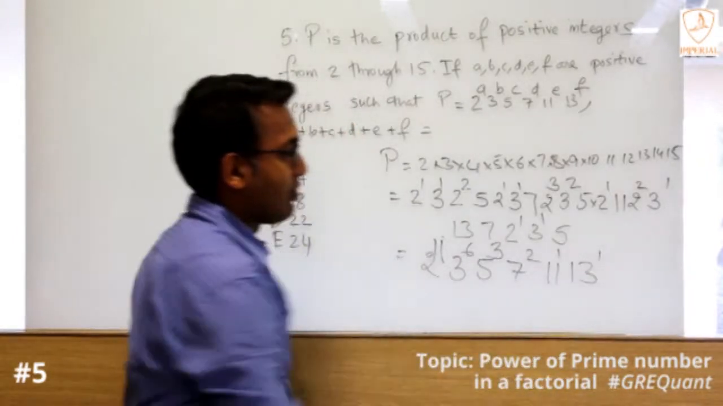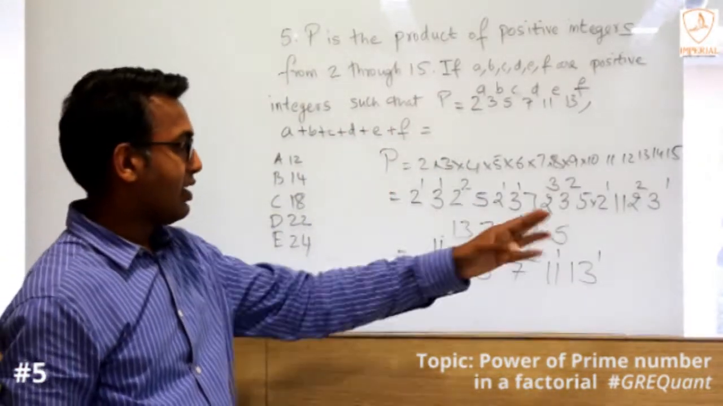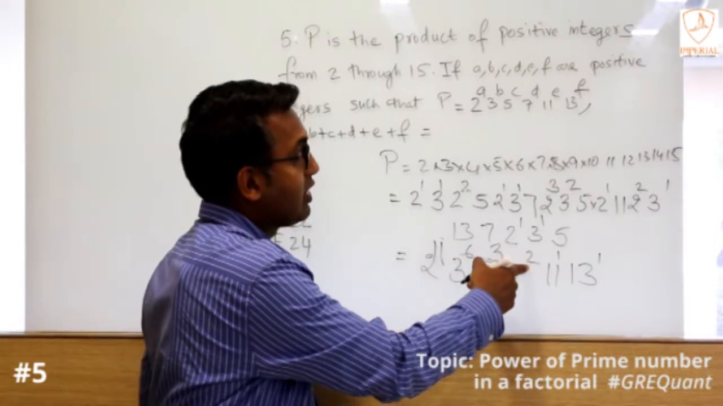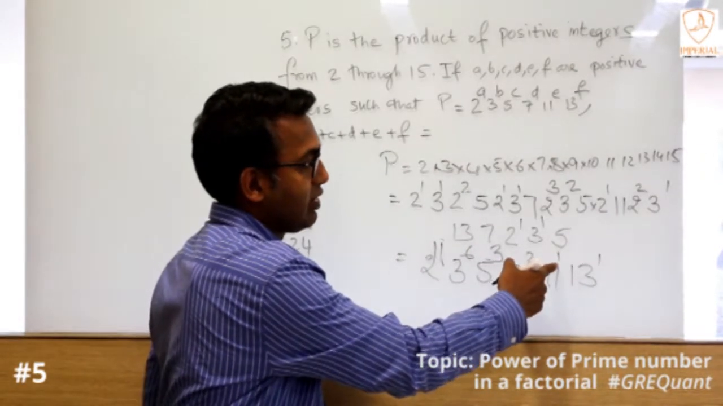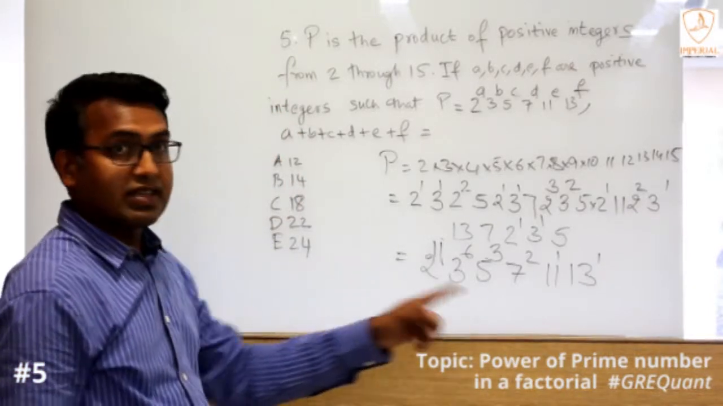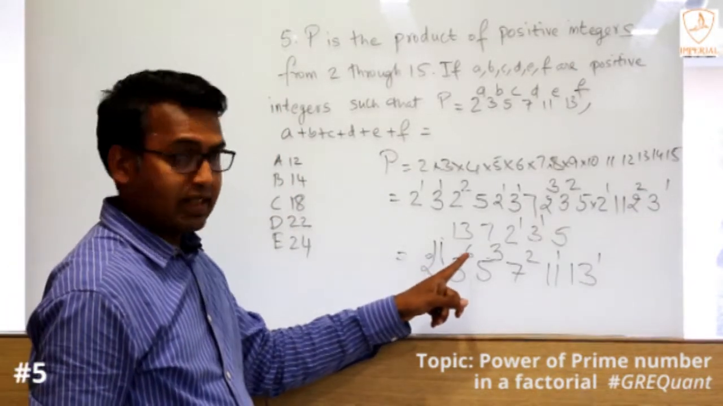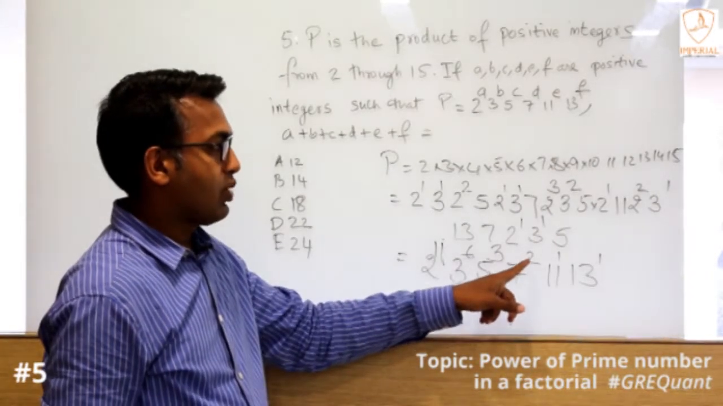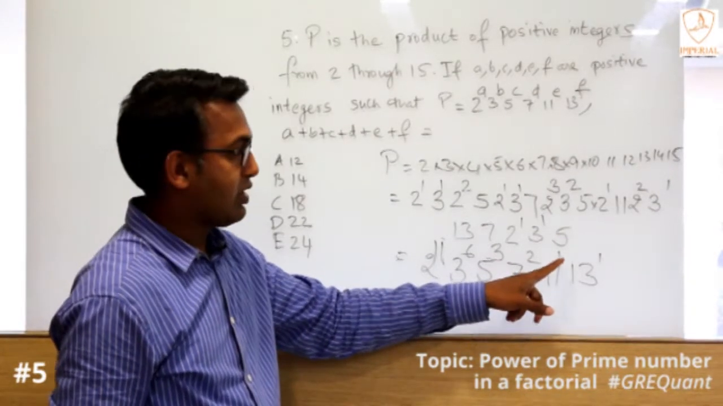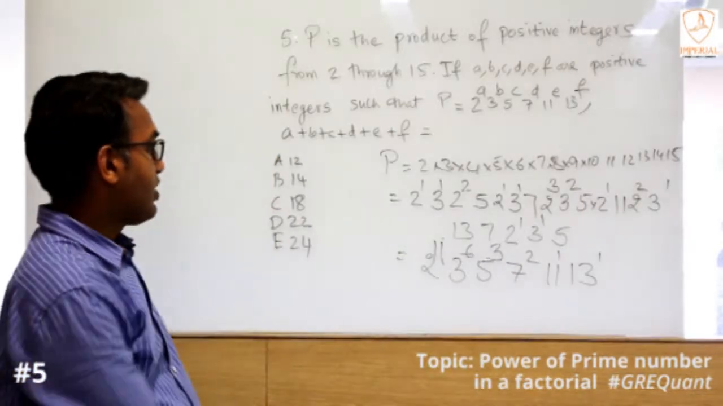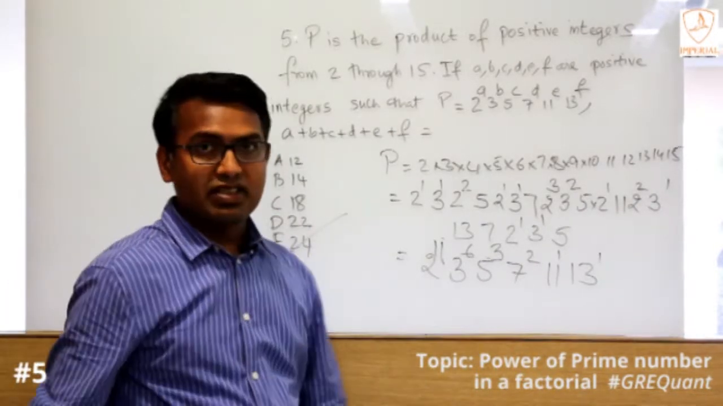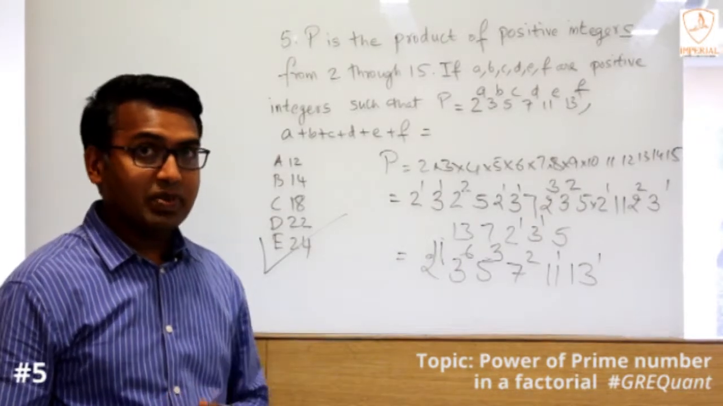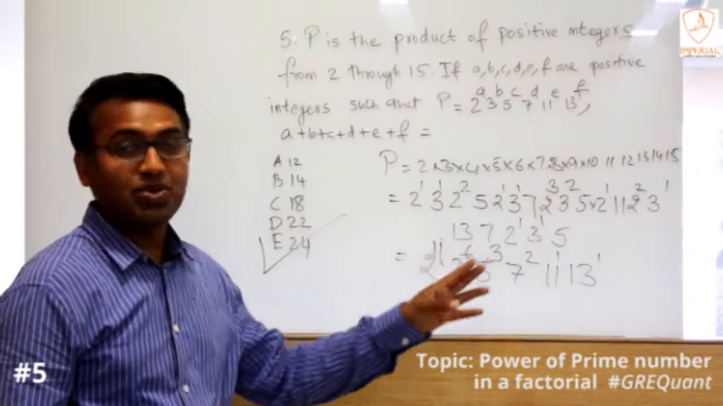So now we can compare it with that and we get A is 11, B is 6, C is 3, D is 2, E is 1 and F is 1. Let's add it all. So 11 plus 6 is 17, 17 plus 3 is 20, 20 plus 2 is 22, 22 plus 1 is 23, 23 plus 1 is 24. E is the answer.